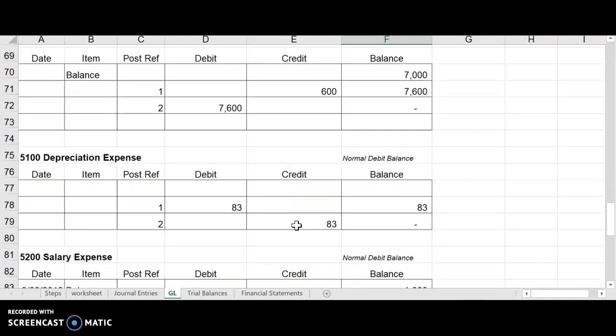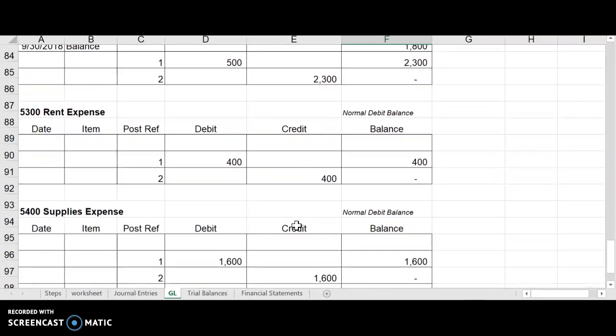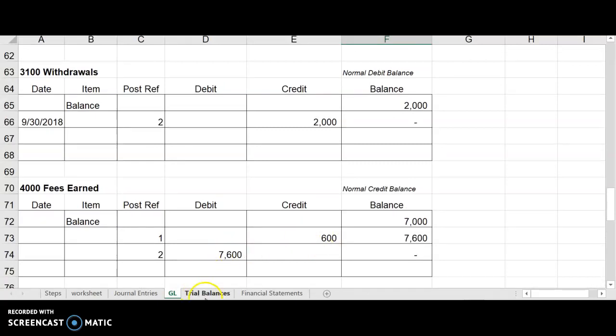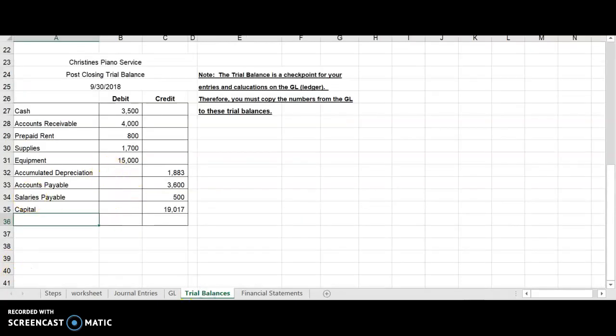Withdrawals, so all the rest of these don't go on there because this is a post-closing trial balance and these accounts have a zero balance, so we don't have to put those. Okay, and then what I'll do is I will add up the debits and I will add up the credits, and make sure that I'm in balance, and I am. Notice the post-closing trial balance just has permanent accounts because all the temporary accounts have a balance of $0.